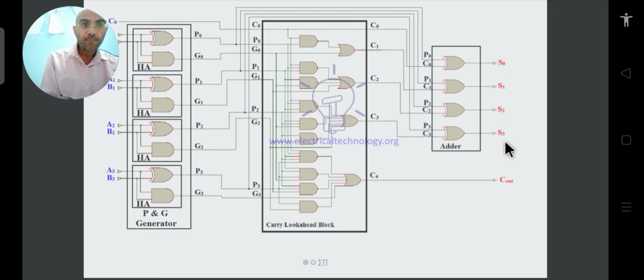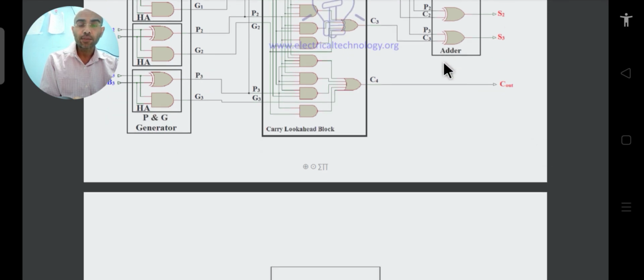Now you can see all the sum bits are generated simultaneously, and this carry out, which is your C4, is also generated simultaneously. So this is how you overcome the deficiency of your parallel adder.